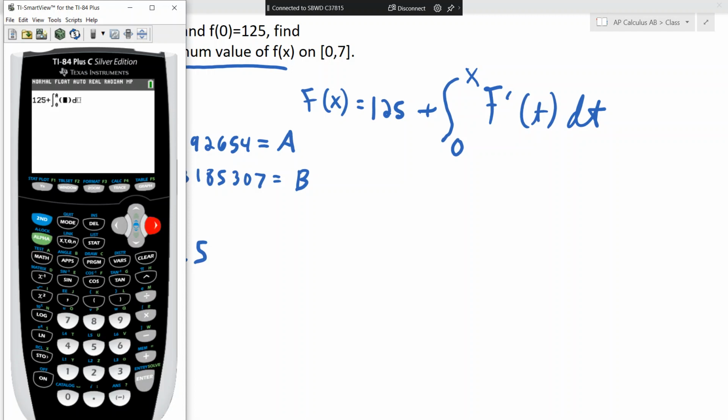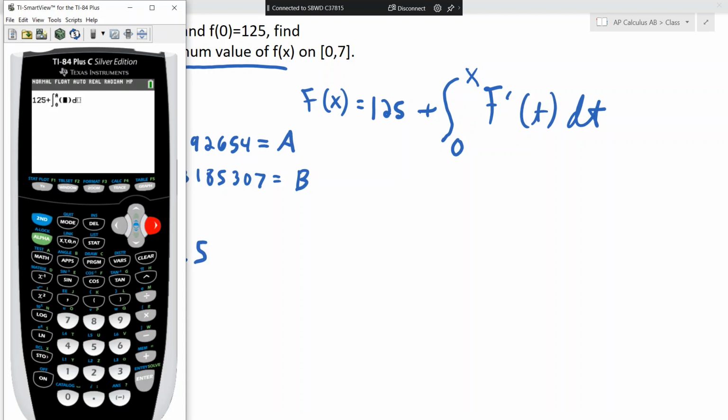Everybody on board with that? Feel free to pause the video. 0 to a. Because we're finding f of a, right? So to go from 0 to a, and all I need to do now is put the function I want to integrate. You can type it again if you want, but we put it into y1 already. So I'm just going to say integrate the function that's in y1.